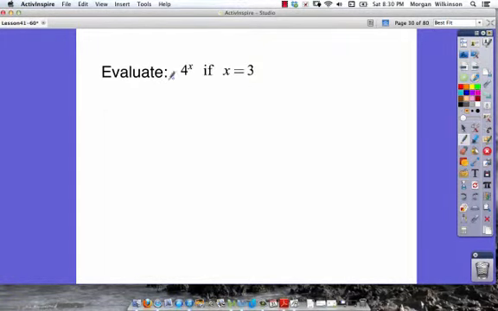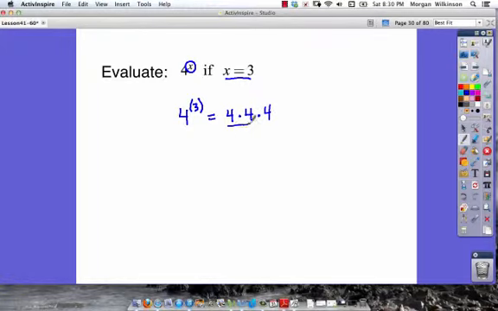This one we want to evaluate 4 to the xth power if x is equal to 3. So again, we've got a variable here, 4 to the xth. We want to know what this expression is equal to if x were equal to 3. So let's substitute that in. We're going to say 4 to the third power, and we're going to always put our value for our variable in parentheses as we go. So 4 to the third power is equal to 4 times 4 times 4.